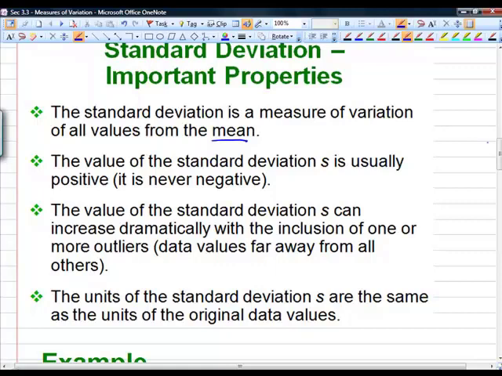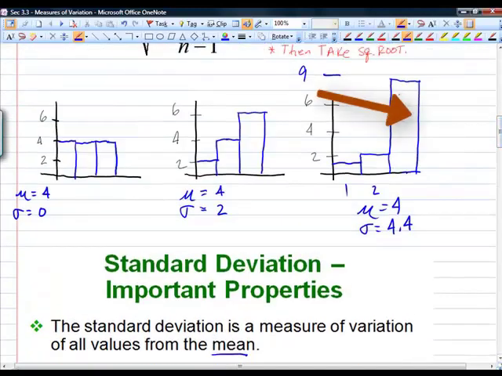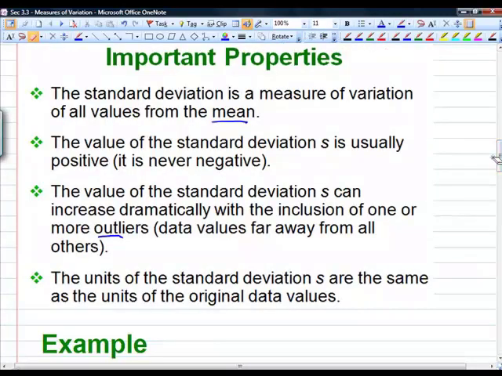And then the value of the standard deviation can increase dramatically with the inclusion of 1 or more outliers. You see how this outlier right here made the standard deviation jump really high. Those outliers will really have a dramatic effect on the standard deviation. Also, the units of the standard deviation are going to be the same as the units of the original data values. Because we squared and then we took the square root, our units are going to be the same.